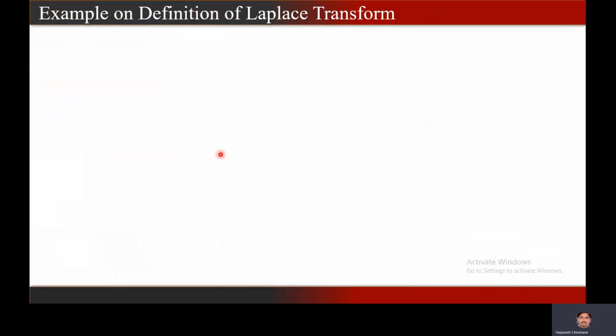Now we see some examples on the definition of Laplace transform. So the first example: find the Laplace transform of the following by the definition.